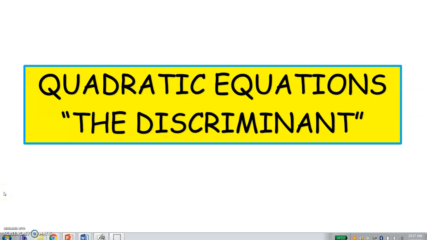Quadratic equations and what's known as the discriminant. So let's go back to graphing real fast. We learned that there are three different types of solutions for a quadratic equation. So we're going to go ahead and draw out our three possible graphs that we have.